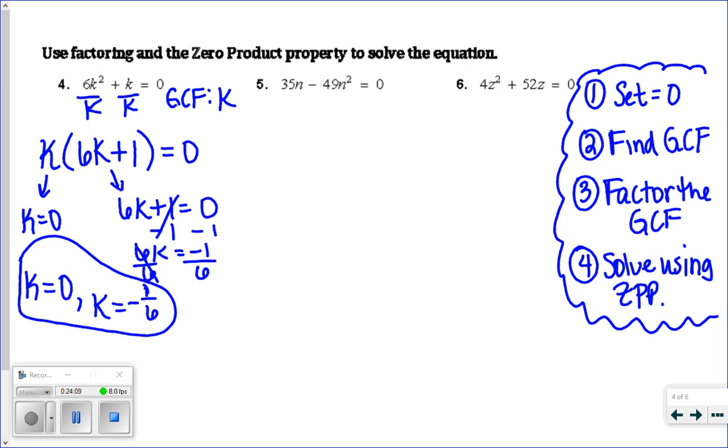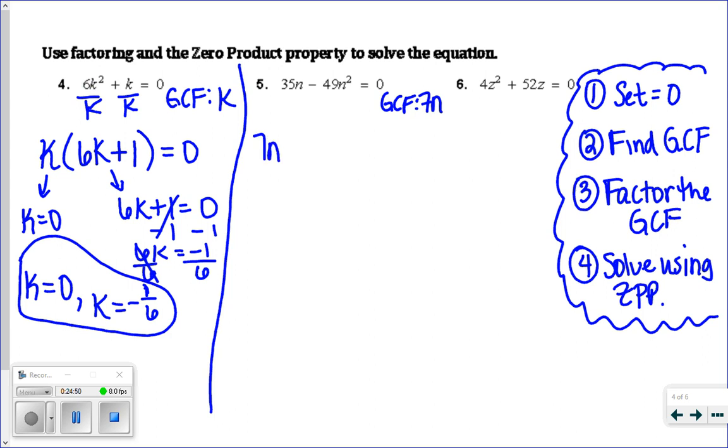On number 5 here, first things first, is it set equal to 0? Check. Second of all, let's find the GCF. What's the greatest number that goes into 35 and 49? If I think about what numbers go into 35 and 49, think about multiples and that kind of thing. Hopefully the number 7 jumps out at you. 7 goes into 35 and into 49, and I'm pretty sure that is the greatest one. And when it comes to variables, whatever the lowest exponent is, that's my greatest common factor. So n, because the first term only has one n to give me, so that is the most that I can factor out. So our GCF on this one is going to be 7n.